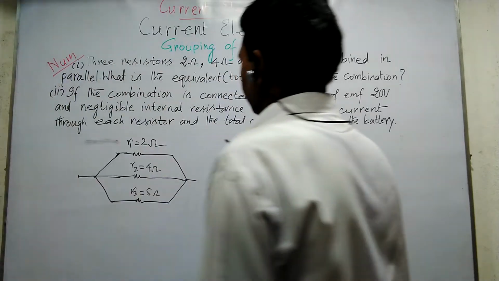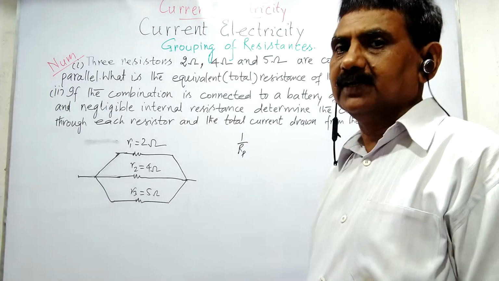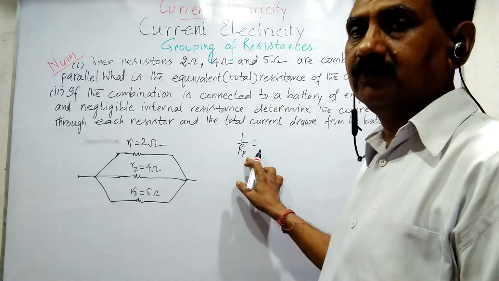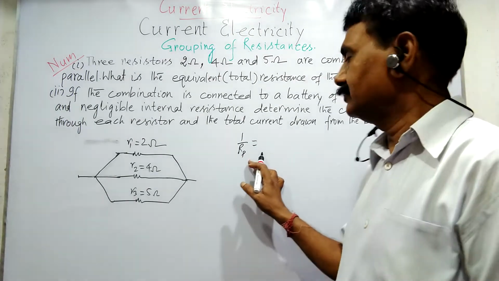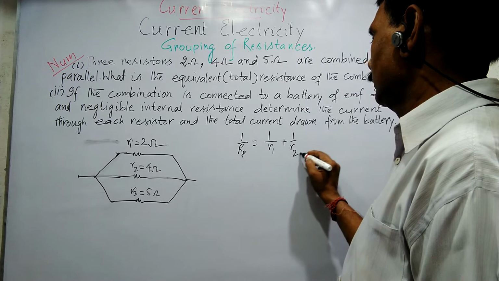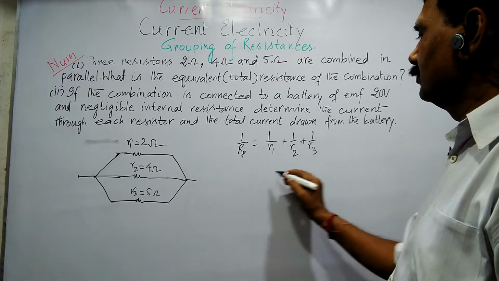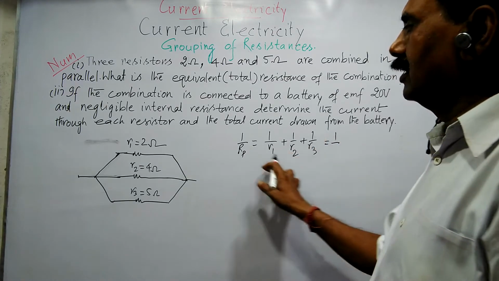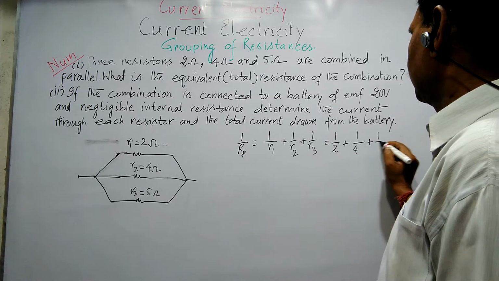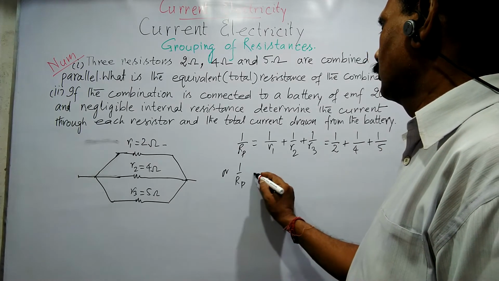What do we know? We know that 1 by Rp, we have already derived the formula. What was that? Reciprocal of equivalent resistance will be equal to the sum of reciprocal of all the resistances. I have already derived this. Now let us take the values. 1 by R1, what is R1? 2. R2 is 4, and R3 is 5. Now 1 by Rp is equal to what?